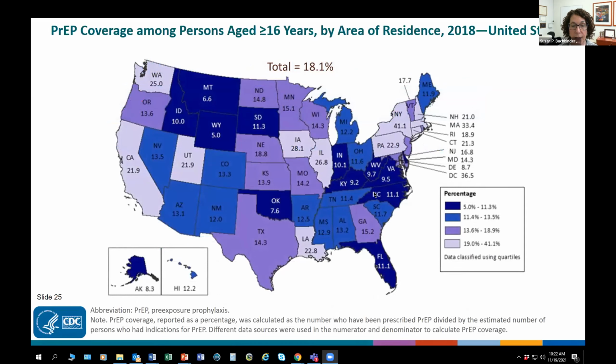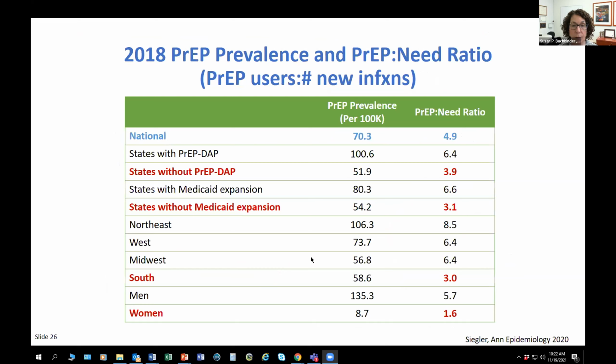This is PrEP coverage by state, and what you can see is the lighter colors actually show higher PrEP coverage. So we have particularly better PrEP coverage in the Northeast, some parts of the Midwest and South, and some parts of the West. One of the interesting ways of looking at this is the PrEP to need ratio. So not just looking at what proportion of people are on PrEP per 100,000 population, but how many people are on PrEP for every person who actually became infected in that population. Nationally, it's about 5 PrEP starts for every 1 person infected. We undoubtedly need to get that number higher.